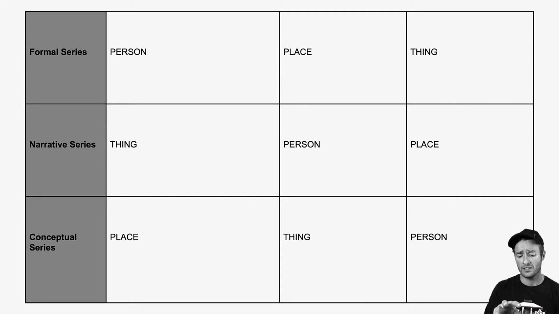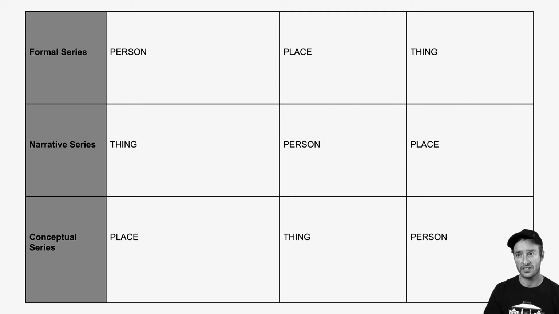So you're going to be working on 3 different series. Each series is going to have a different concentration. So the first series you're going to be concentrating on is a formal series where you're going to depict a person, a place, and a thing. And I don't care which order those are in. So you'll notice here when I go to the next one, I have thing, person, place, or place, thing, person. I'm not really concerned with the order in which person, place, and thing are represented, but you're going to have 3 separate images, one that depicts person, one that depicts place, and one that depicts thing.